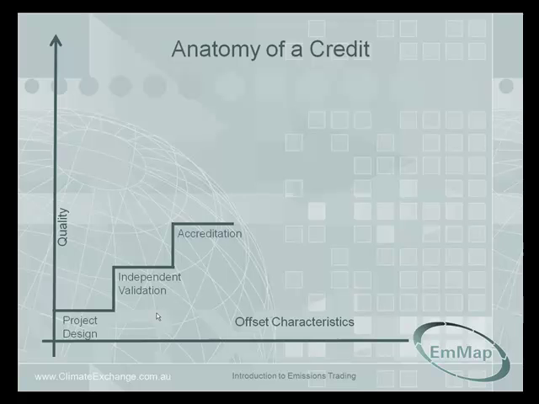That validation report is then sent to the accrediting body. Now, the accrediting body can be any organization from an NGO through to the Clean Development Mechanism, or CDM, executive board. Now, obviously, the more credible the accrediting body, the higher the quality of the credit. So the accrediting body will assess the report from the independent validation expert, and then will decide whether or not to register the project as an official creator of credits or offsets under its program.